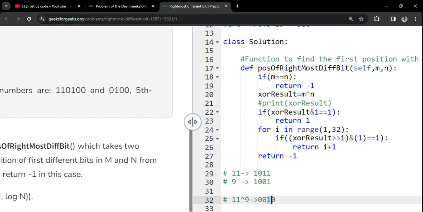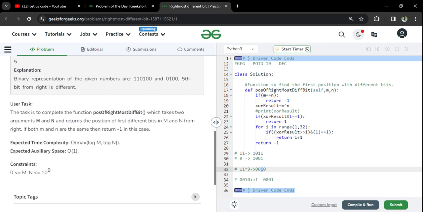We are returning plus 1 here because, see, whenever we do a left shift, the second position comes to the first position. So initially it was in the second position. So we have to do a plus 1 for the i when we return it.